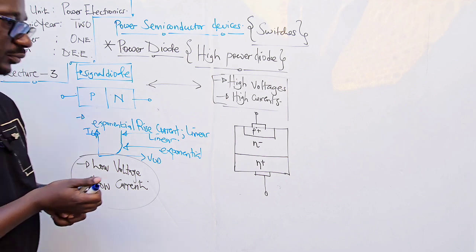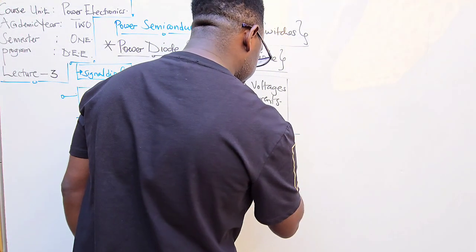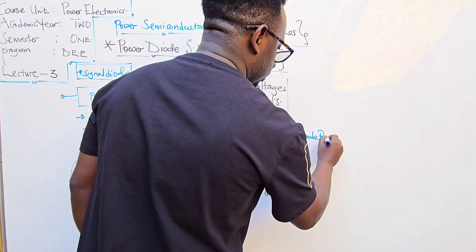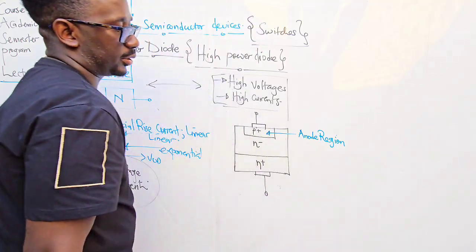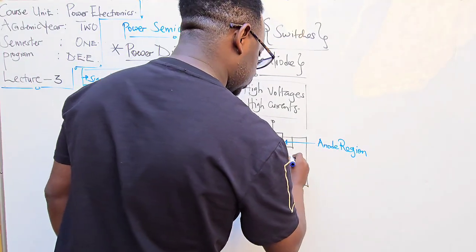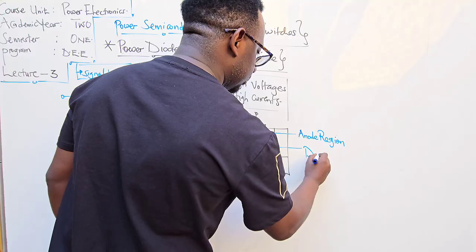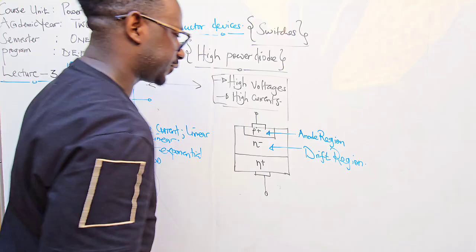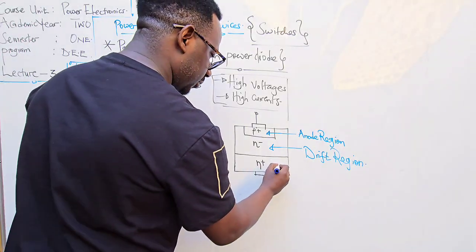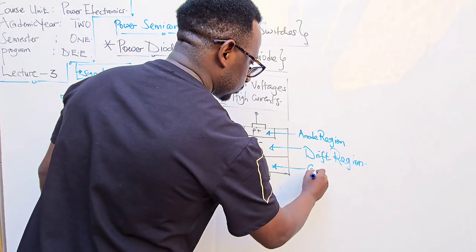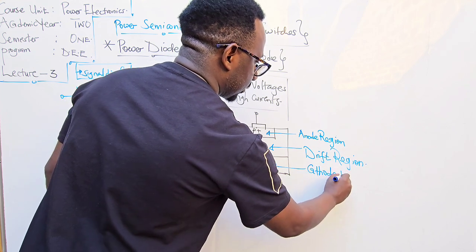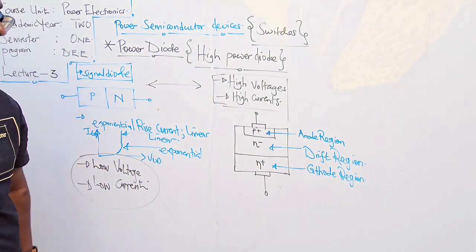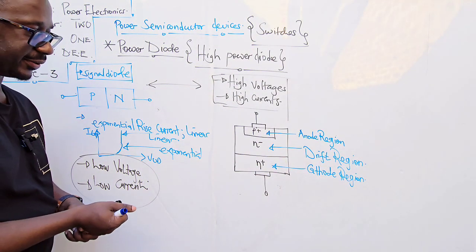This is different. This is what we call the anode region. This is what we call the drift region. That's what we call the cathode, the cathode region. So you get the point.